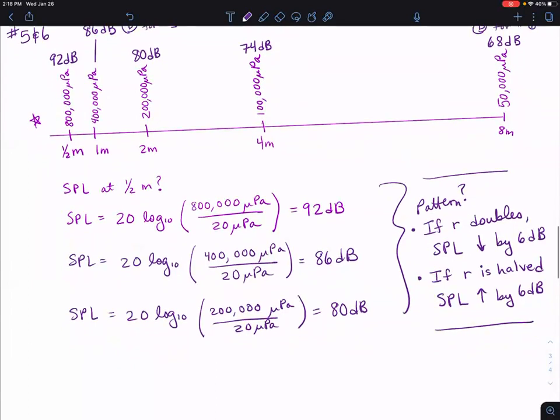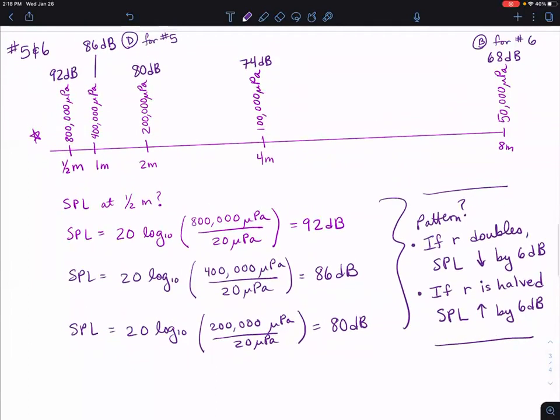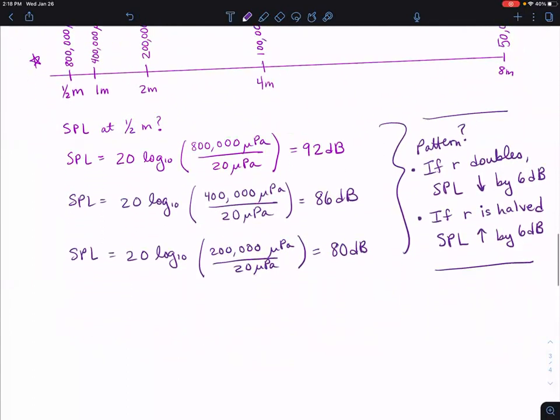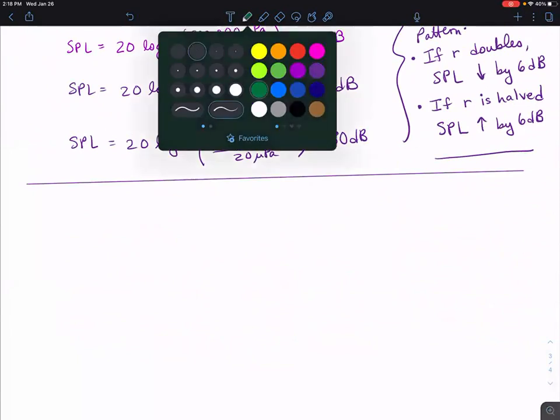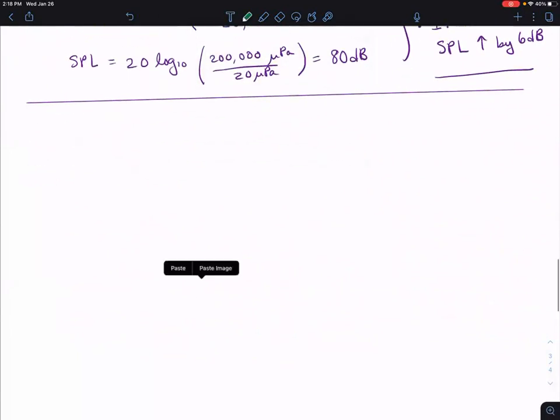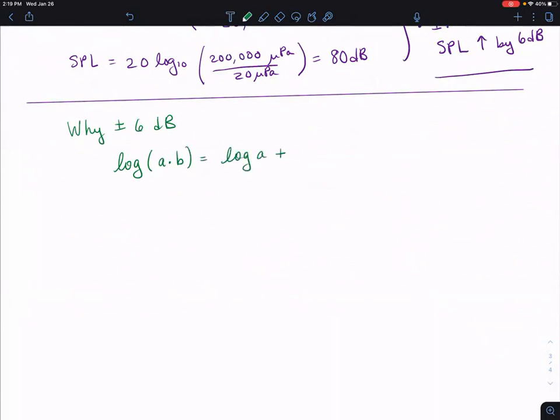Okay, now I'm going to show you something about logarithms. If it's interesting to you, but you can also skip this little part that I'm going to put into dark green here. Why plus or minus 6 dB? One property of logs is that if you have the log of two numbers, a and b, that is the same thing as the log of a plus the log of b.